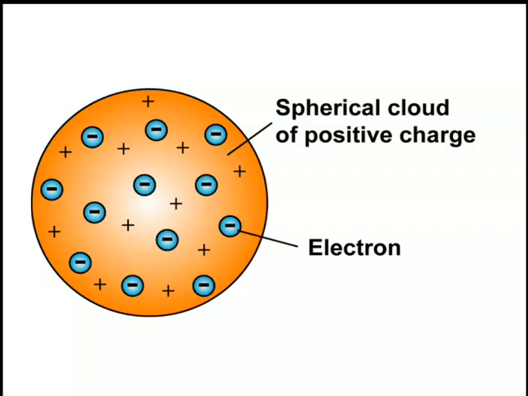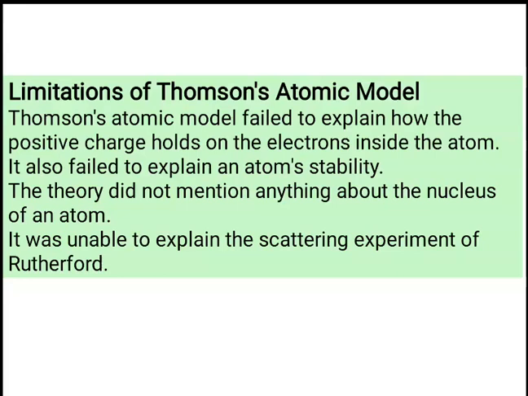So in this diagram, there is a positively charged sphere in which electrons are embedded. Now next are the limitations of Thomson's atomic model.